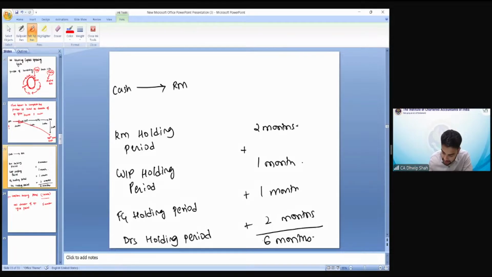So this 6 month is called as gross duration of operating cycle. Gross duration of operating cycle means RM holding period plus WIP holding period plus FG holding period plus debtors holding period. And if we subtract creditors holding period from gross duration, we get net duration. Followed? Operating cycle and operating cycle period duration.